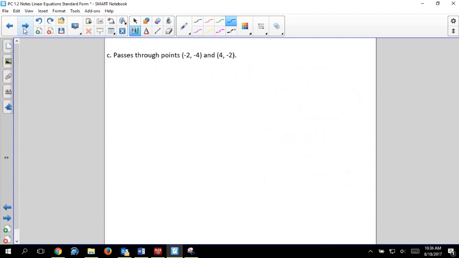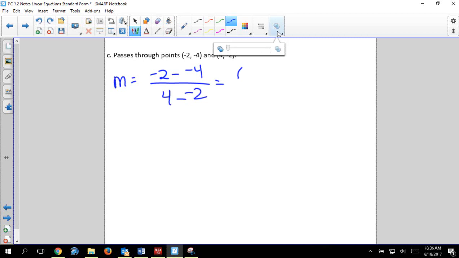Next one, it passes through the points -2, -4, and 4, -2. So we need standard form, but what can we find? Where should we start? Find the slope? Slope between the 2 points? Okay, once we have the slope, then what can we do? Pick a point and use the point.